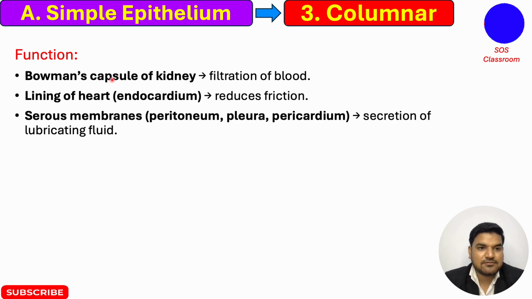So what are the functions? The Bowman's capsule of the kidney filters the blood. The lining of the heart, that is the endocardium, reduces friction. And the serous membrane in the peritoneum, pleura and pericardium secretes lubricating fluid, that is serous fluid.